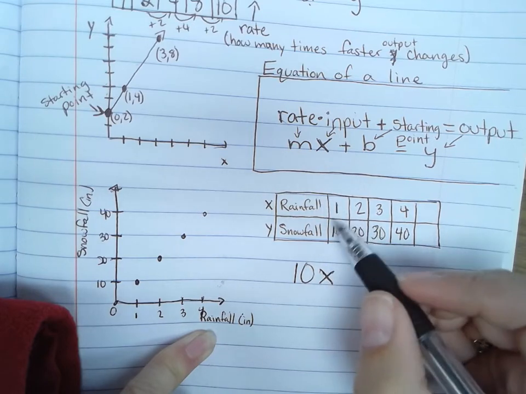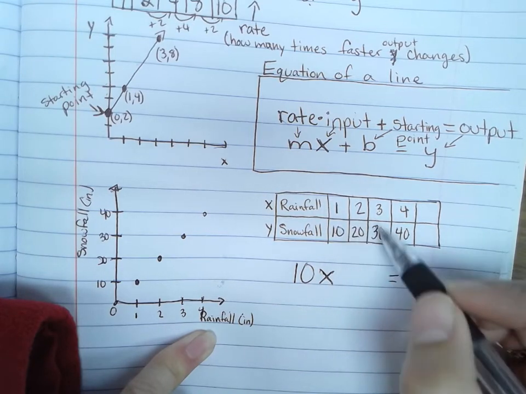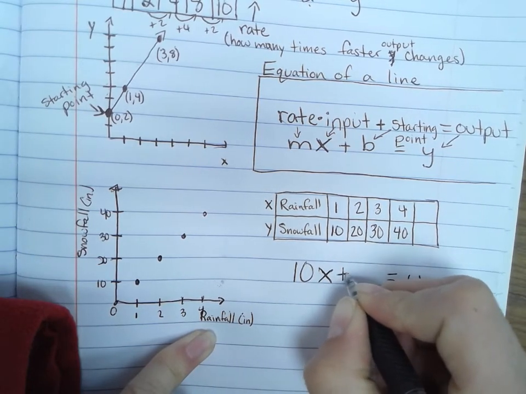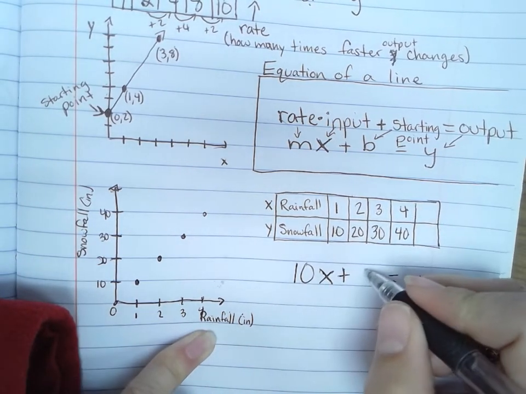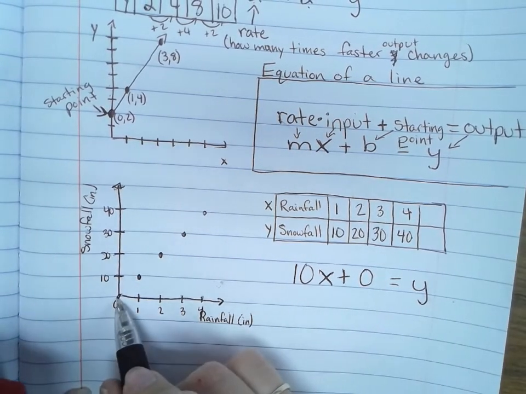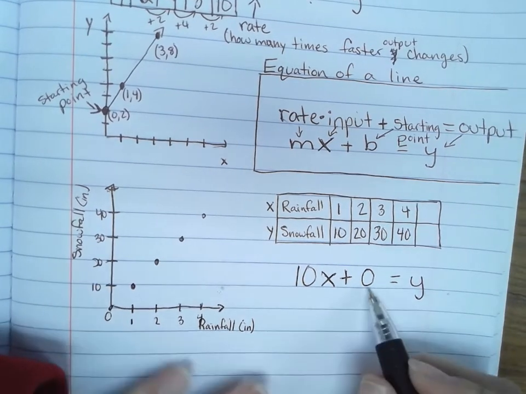So if I'm looking at that, I don't have to adjust anything, so there's nothing. So what would I be adding here? I could just leave it 10x, or I could write a plus 0, but that's your starting point. Look where your graph starts. When there is 0 inches of rainfall, there would be 0 inches of snowfall. So there's your starting point.